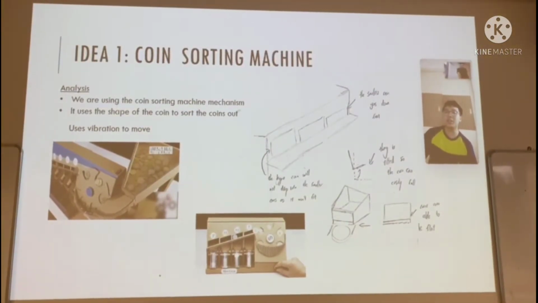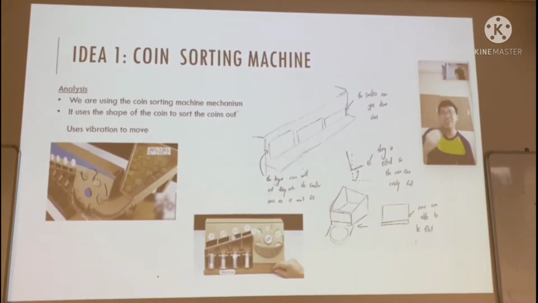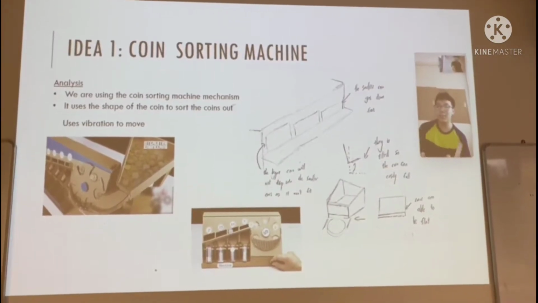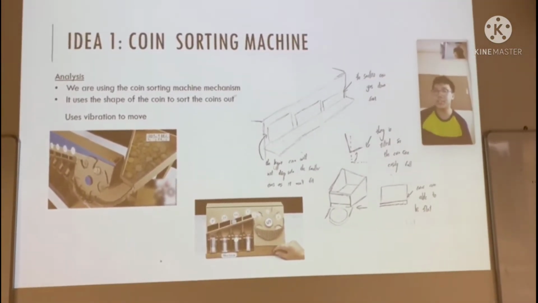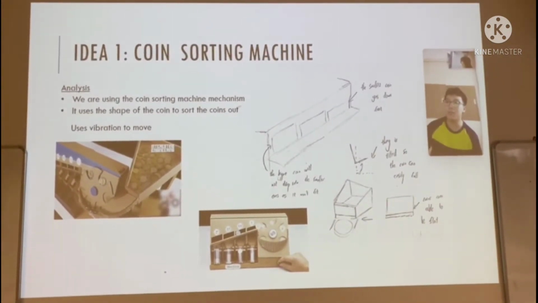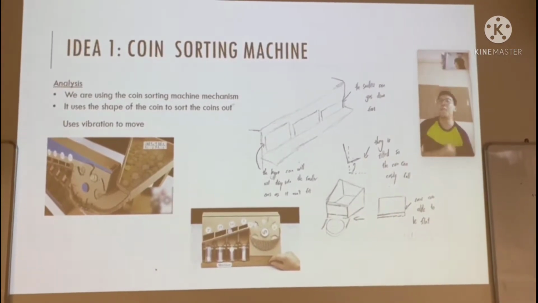We use the coin sorting machine mechanism of how the coin drops in the sorting machine, as the shape of the coin is different for all. As you can see from the sketches, the smaller coin will go down first while the big coin will roll over the hole and go to the biggest hole.